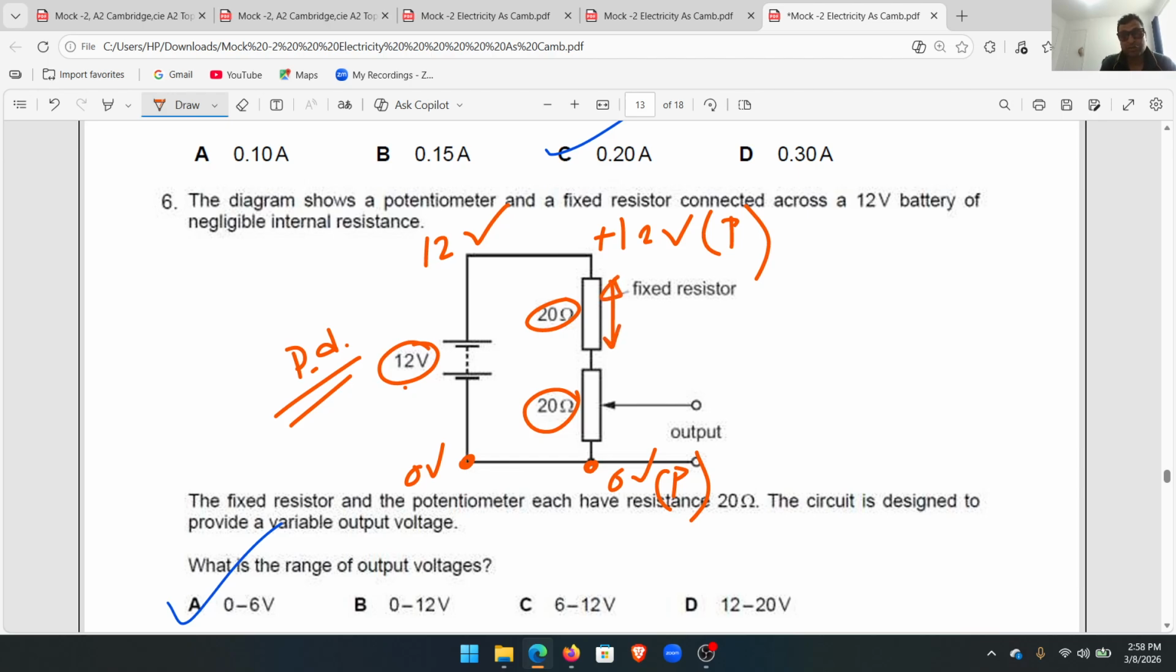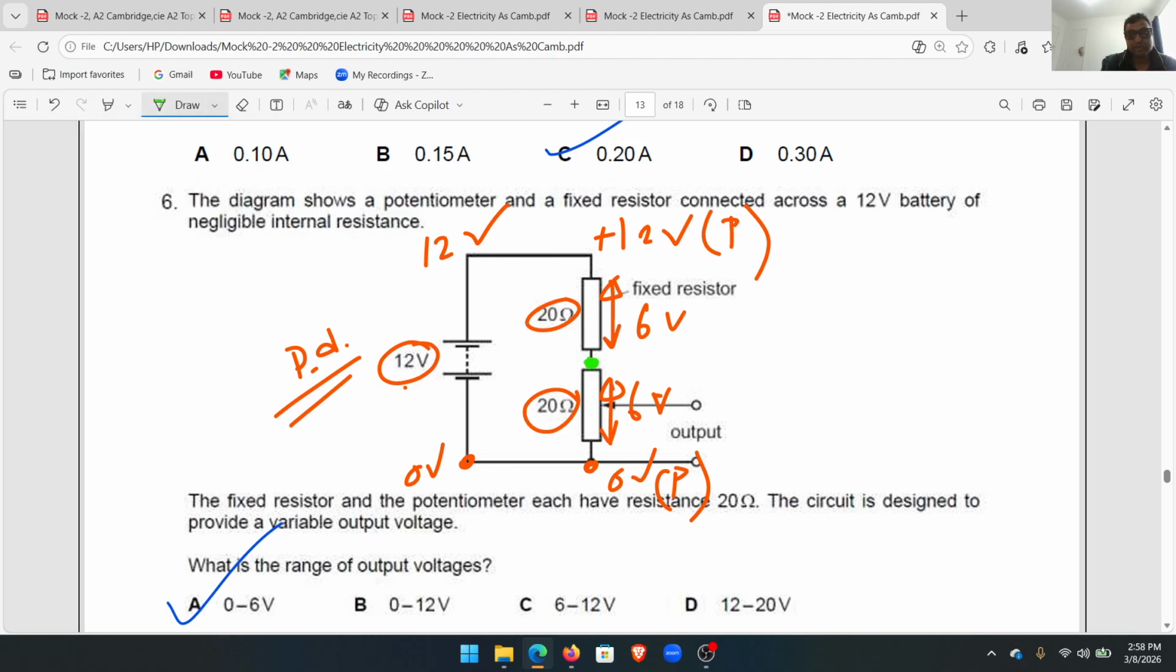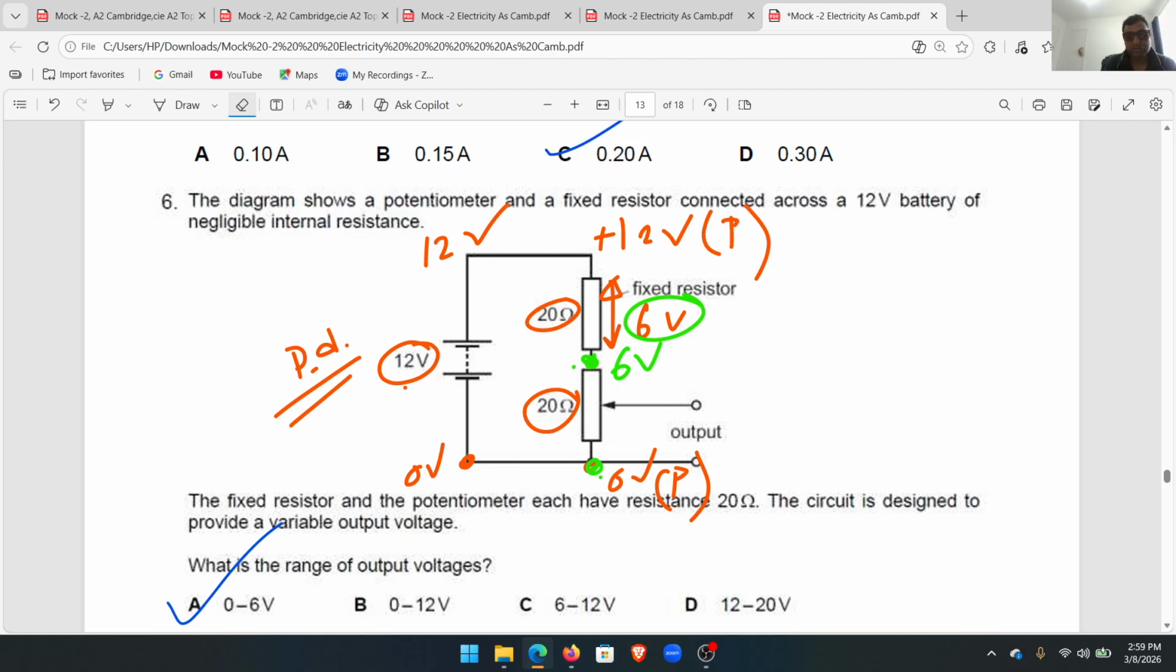The PD, we show it by this double-headed arrow. It is actually 6 volt. It is also 6 volt. This is PD. But if you are asked to mark the potential at the midpoint, it will be 6 volt too. Why? Because the PD has to be 6 minus 0, 6, and 12 minus 6, it is 6 volt. Now, the tuner is connected to the lower resistor only.